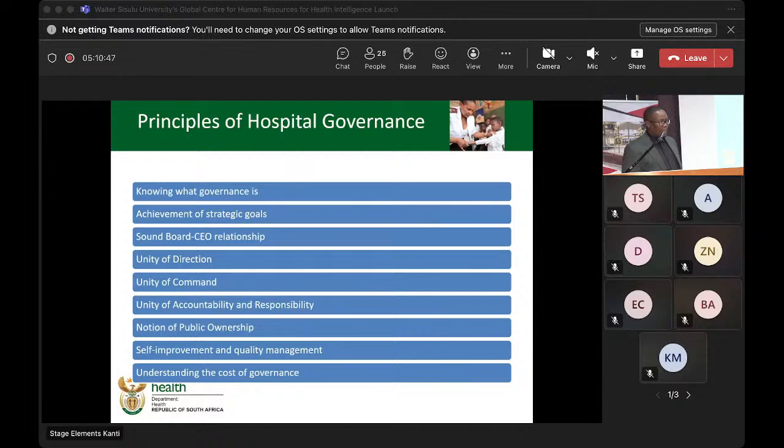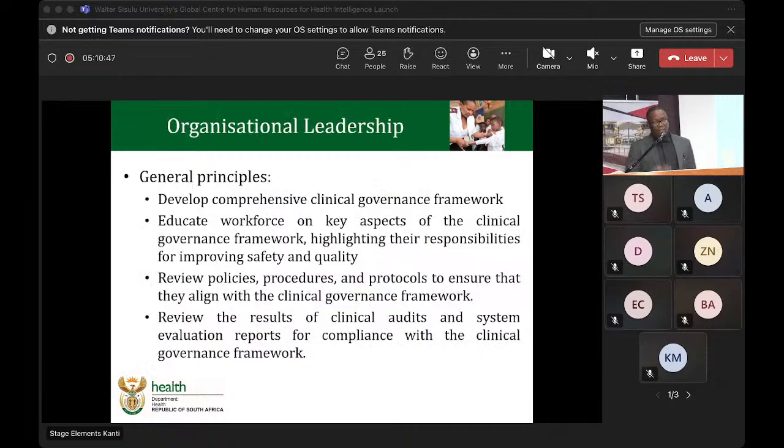And of course, we want the institution to be led such that there is unity of direction, unity of command, unity of accountability and responsibility as well. But we must never shy away from, and not forget, that there is also a notion of public ownership, self-improvement, quality management, as well as understanding the cost of governance. But of course, there is also the issue of the organization we are in. How do we lead it?